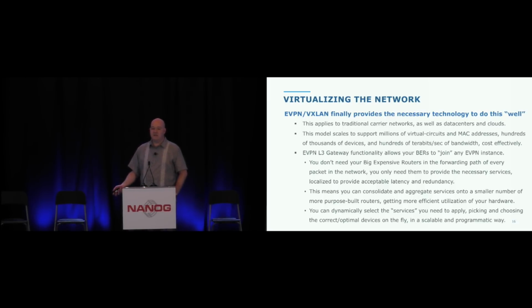And this model scales, and it supports millions of virtual circuits, hundreds of thousands of devices, and hundreds of terabits per second of capacity. This is something that's out there that's happening very cost effectively. So when I mentioned earlier about the EVPN layer 3 gateway functionality, basically what's happening here is it's a way that you can have a higher level service.